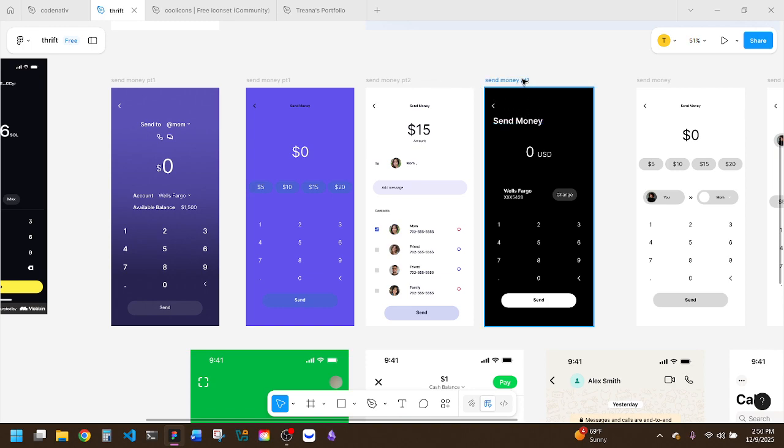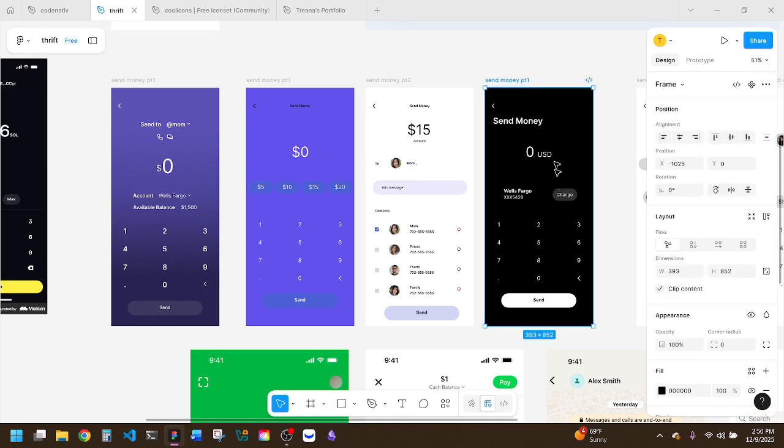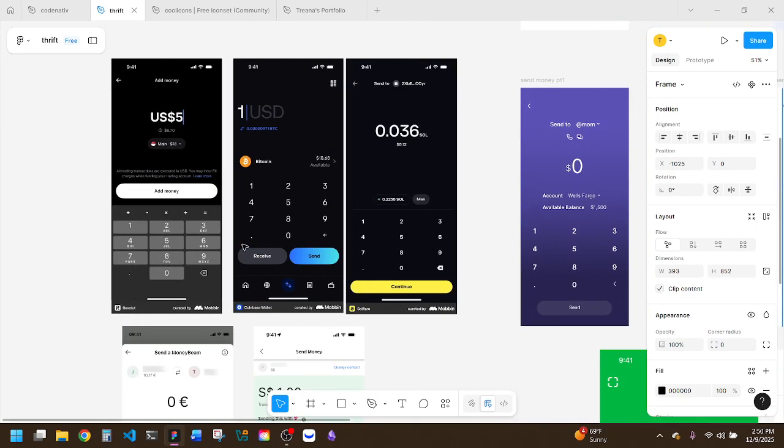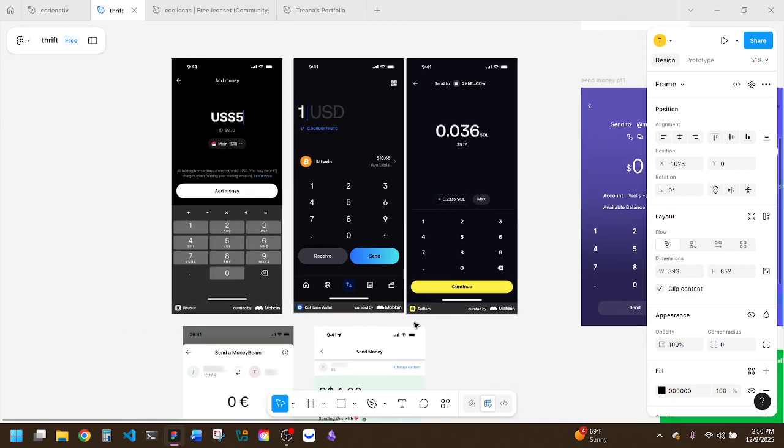I'm going to take this design to build off of because I kind of like the direction it's heading in, and then I believe I got these designs from Mobbin. So this is a bit of Coinbase right here. This is something called Revolut. I'm not sure how to pronounce that, but I like some of the stuff they're doing where it shows the account and then it shows, of course, the currency.